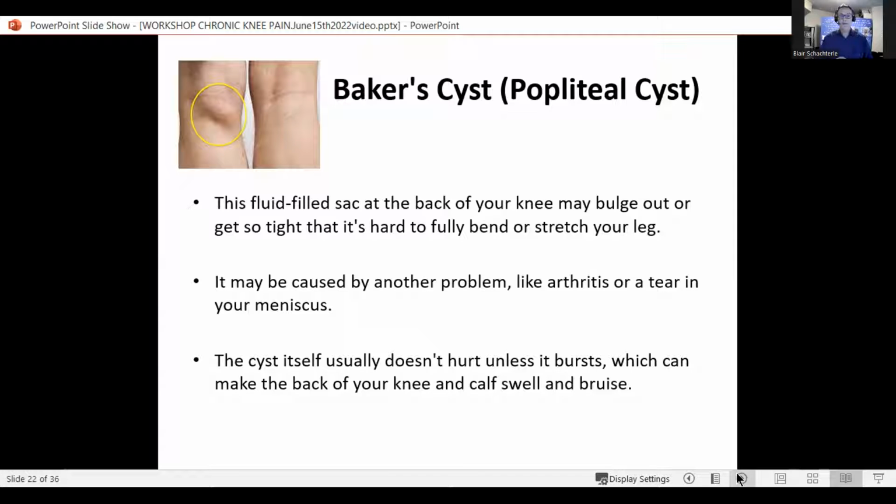So we often like to send those sometimes to sports med docs if they're not getting better. Sometimes they'll drain them and that helps, and sometimes draining just causes it to swell back up again. Because you're only temporarily fixing some of the swelling, but you're not actually fixing the root cause, which is probably the arthritis or the torn meniscus.